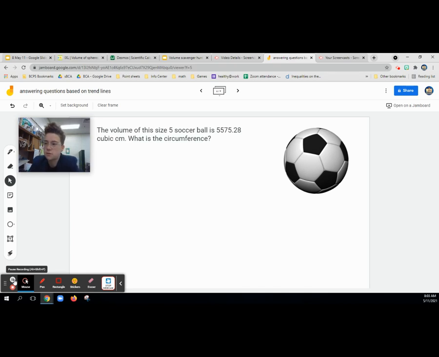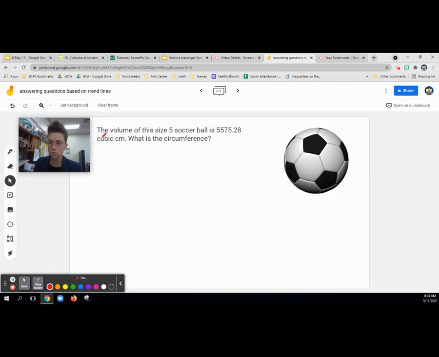All right, here we have this problem. The volume of this size 5 soccer ball is 5,575.28 cubic centimeters. What is the circumference? So this is actually a two-part problem. First, we know the volume. If we know the volume about a sphere, what can we find out about it? Well, pi is a given, 4/3 is given. We can find the radius.